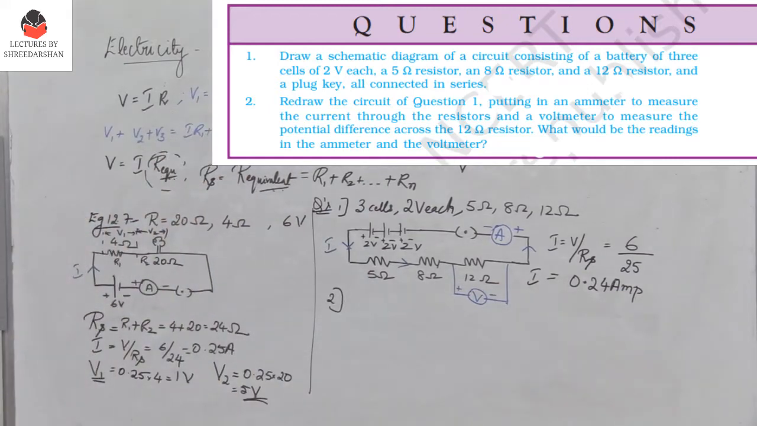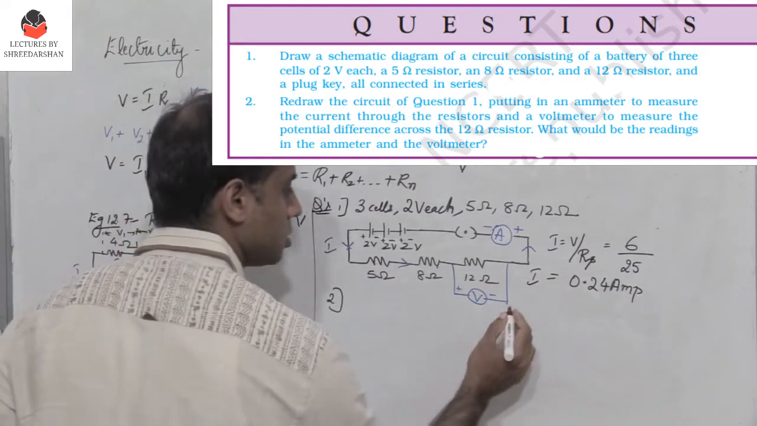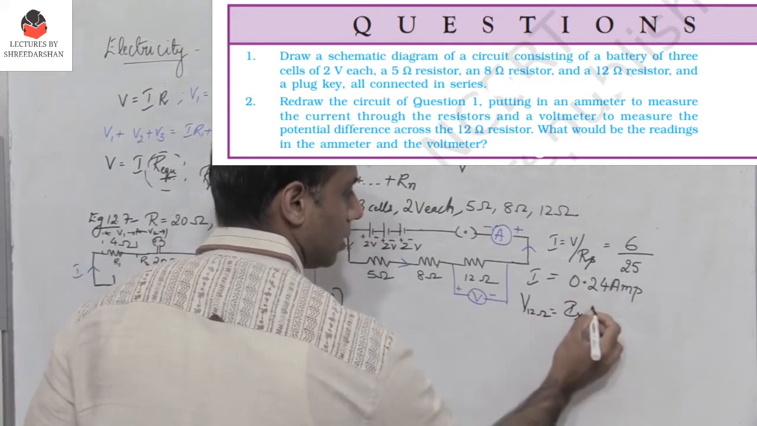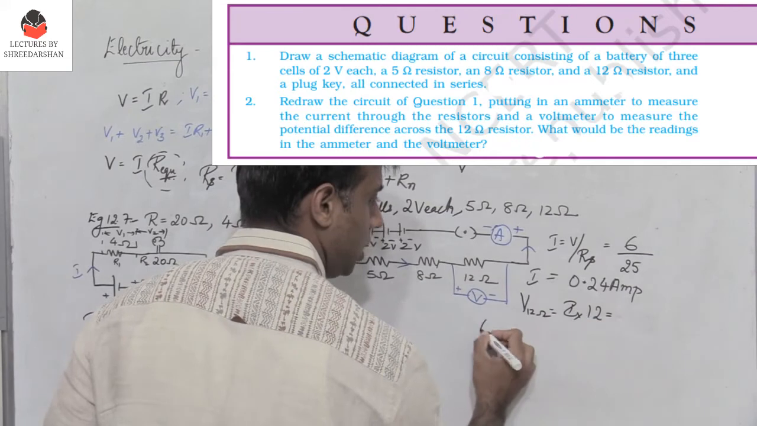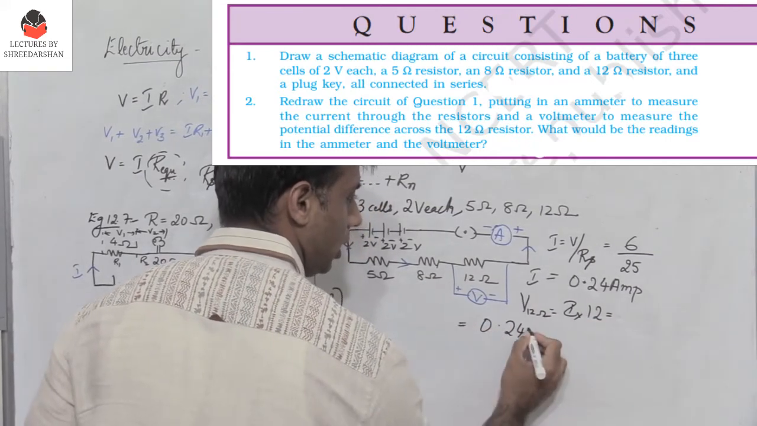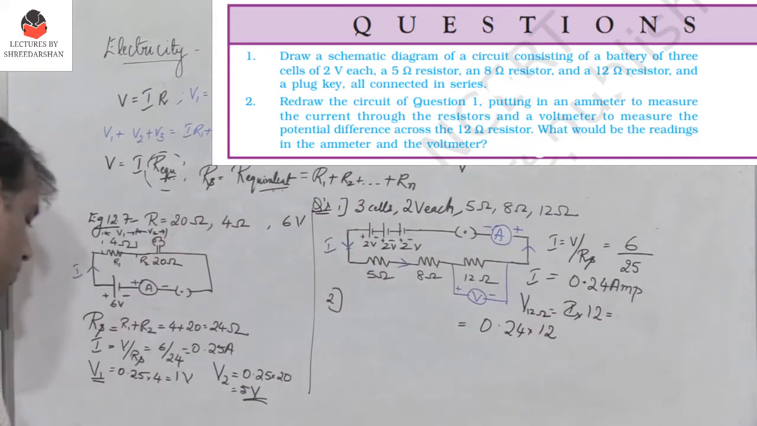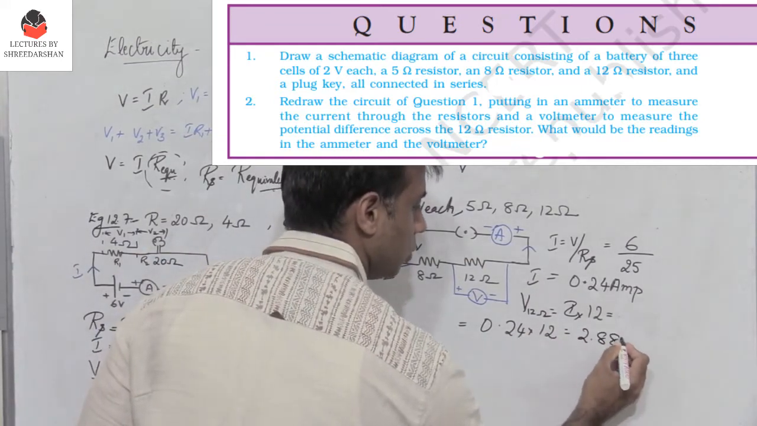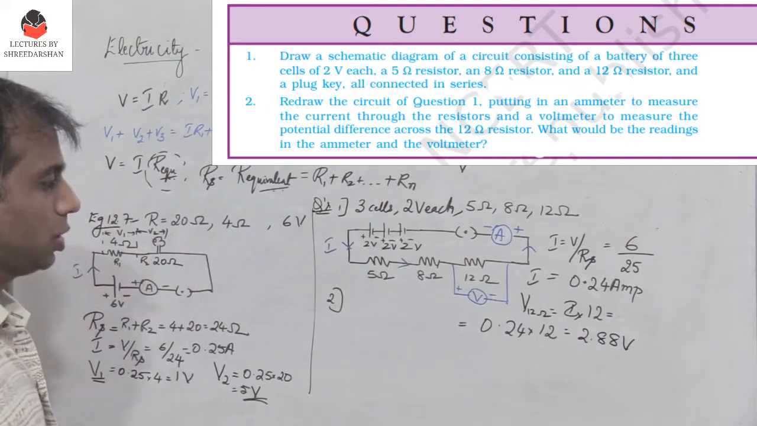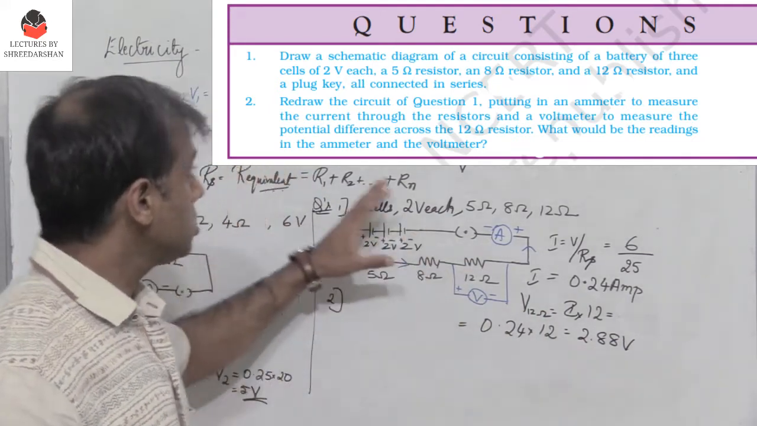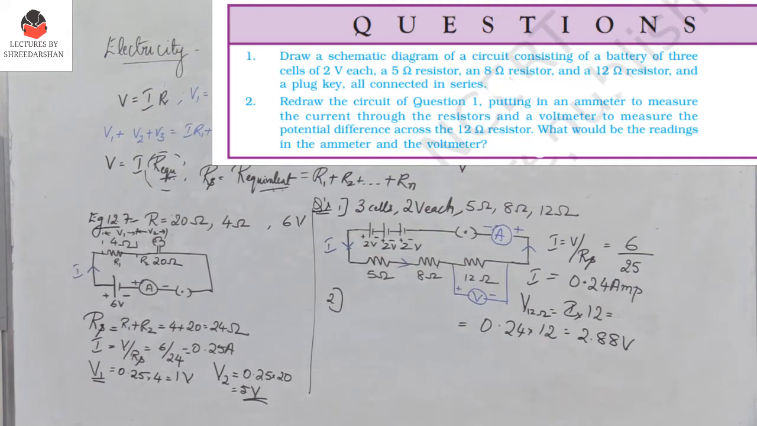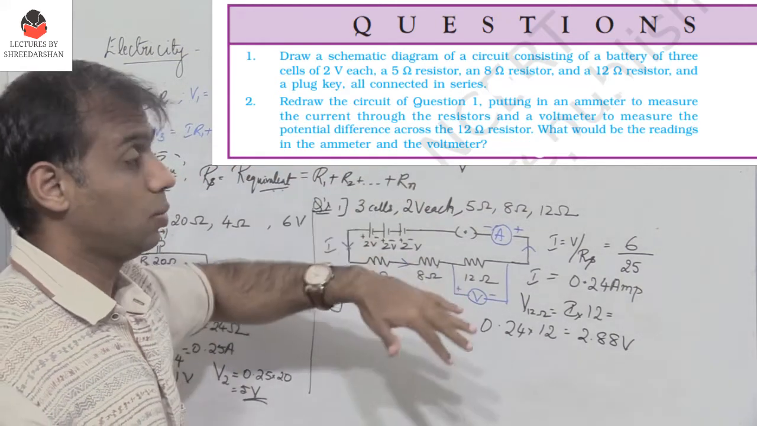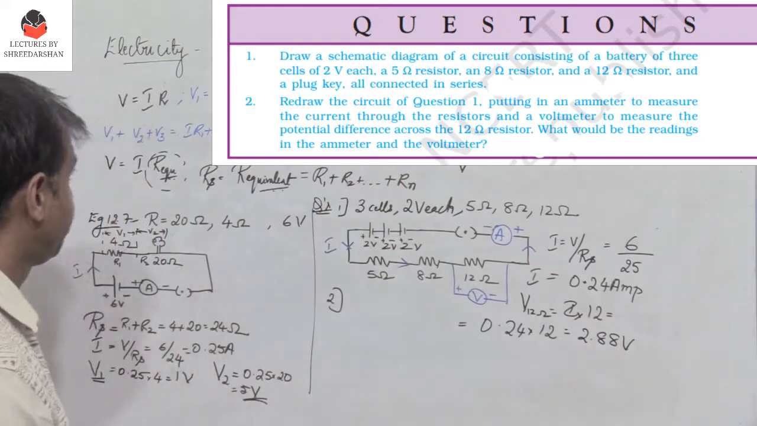So next I need to find the voltage. What is voltage across 12 ohms? It is I into R, which is 12. So it would be 0.24 into 12. What is 0.24 into 12? You get 2.88 volts. So the voltmeter would read 2.88 volts. So this is what happens when resistors are connected in series. Now what happens if resistors are connected in parallel? We shall see that.